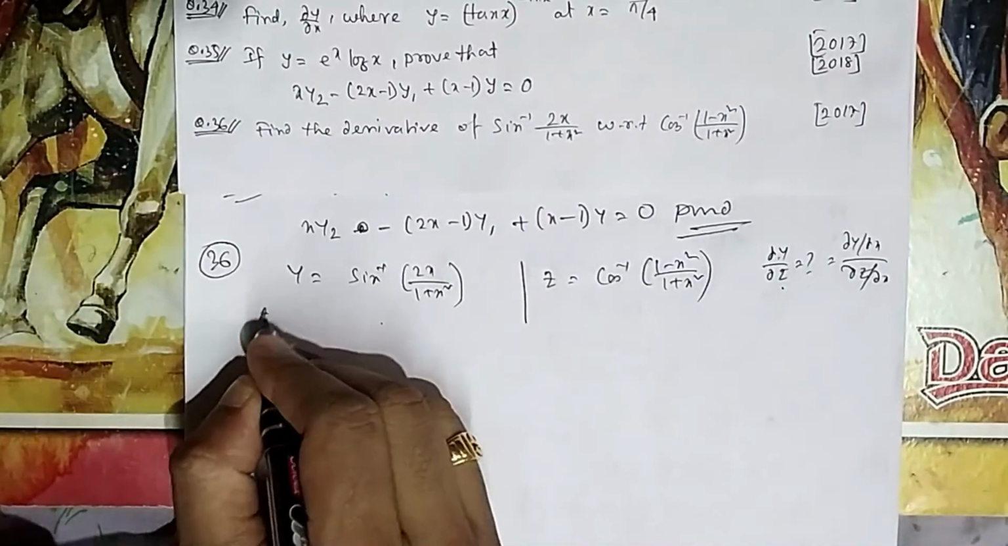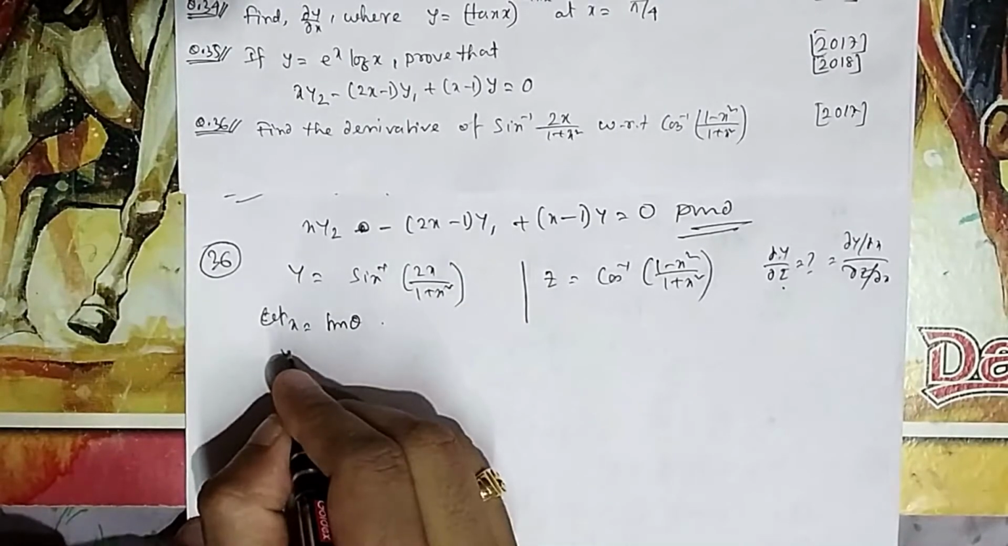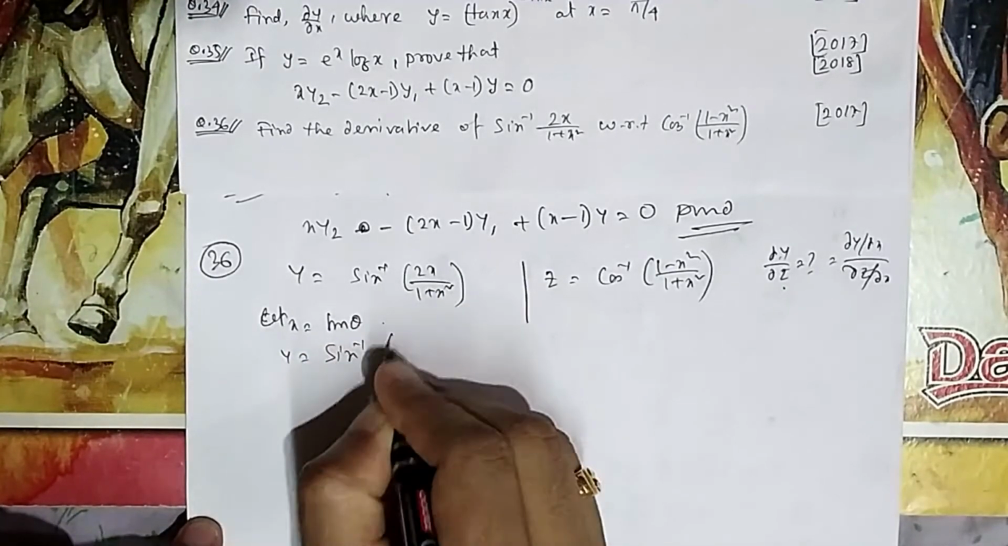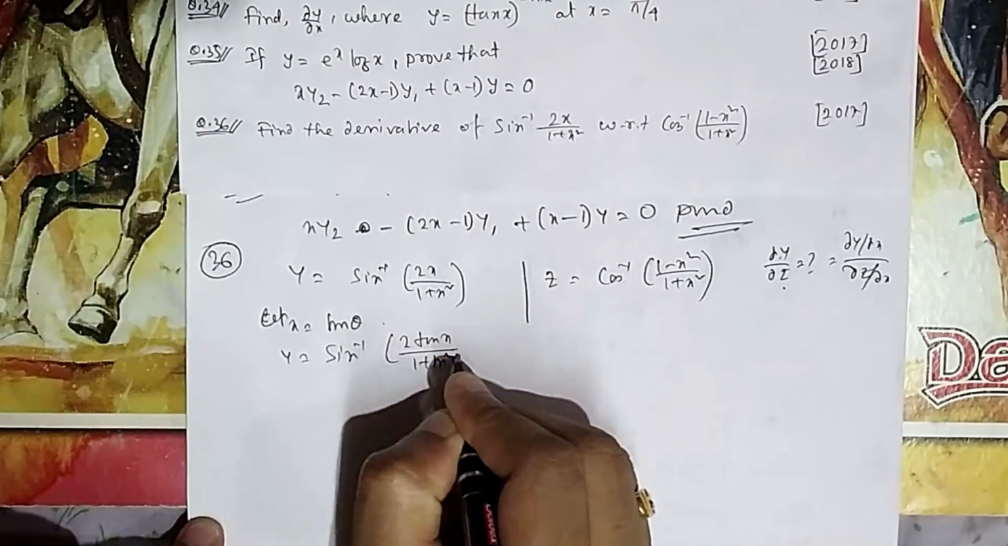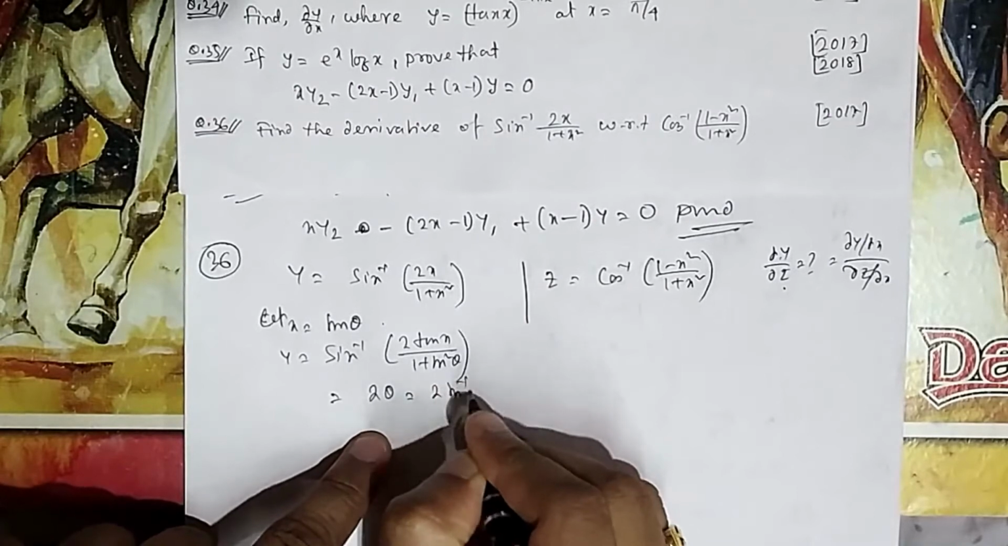So for this one you have to assume let x equal to tan theta, because it is 2 tan theta by 1 plus tan square theta. You have seen it is sine 2 theta. We have already done this one also. This one is sine 2 theta, sine inverse and sine will get cancelled, which will be 2 theta. 2 theta will be 2 tan inverse x.